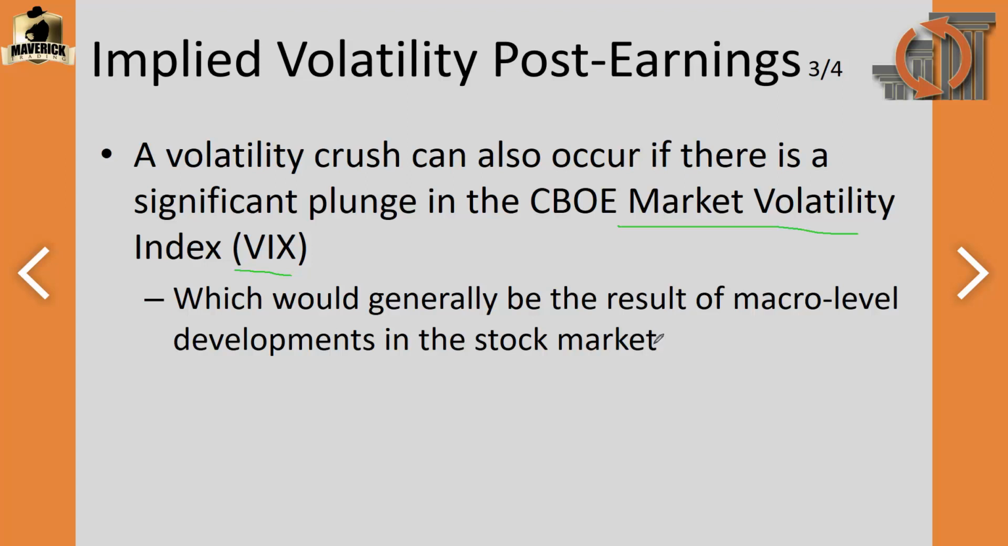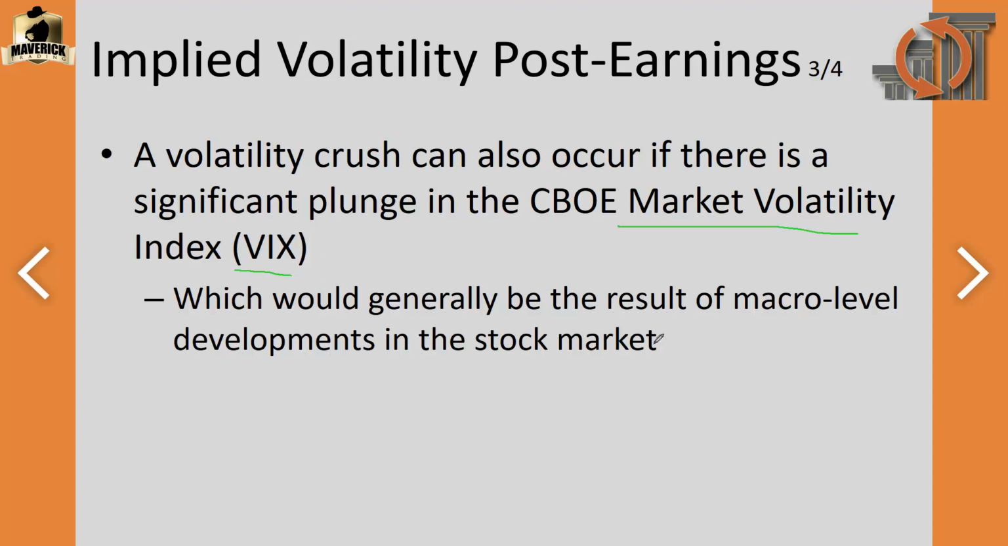So this would usually only happen if there's macro developments, but the flip side of that is, of course, implied volatility can surge. If something major happens in the market, let's say there was a geopolitical risk or some sort of change in policy, political change where something of a shock hit the markets, volatility could ramp sharply higher.